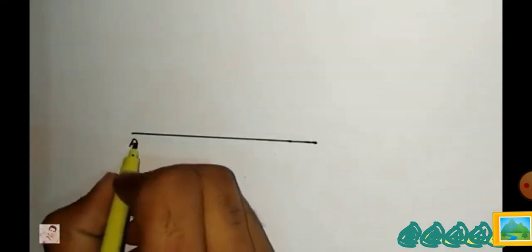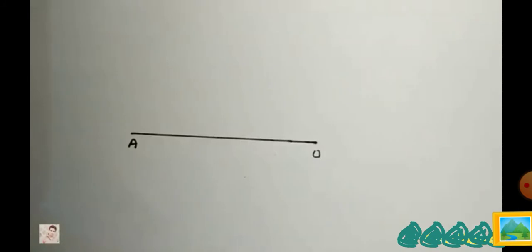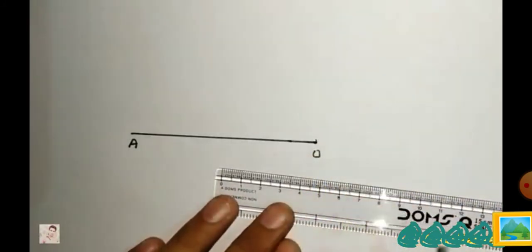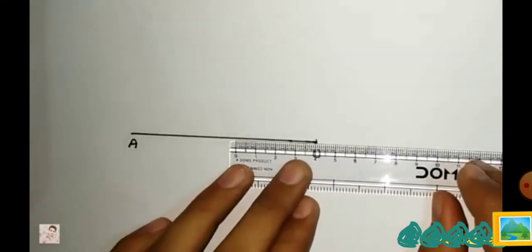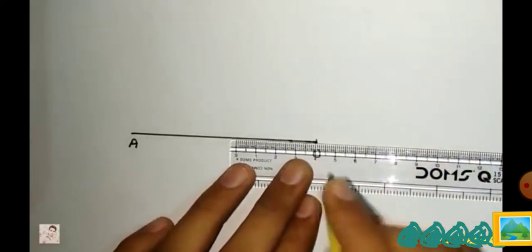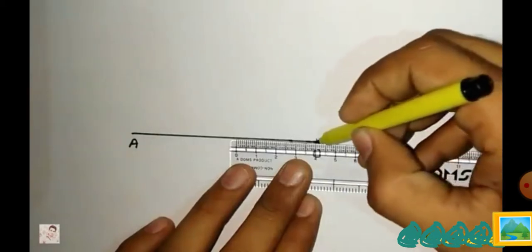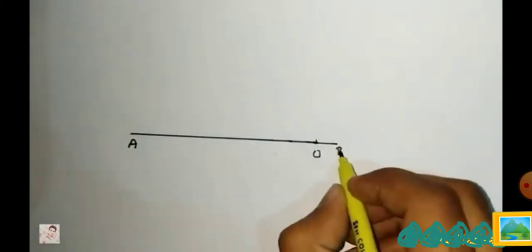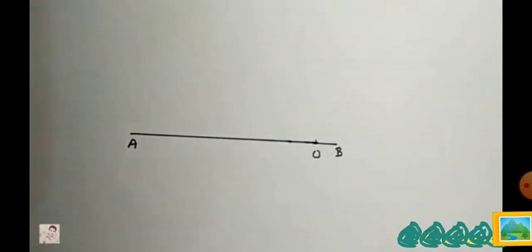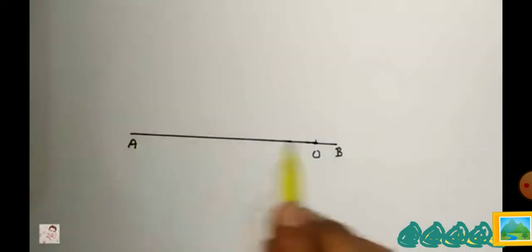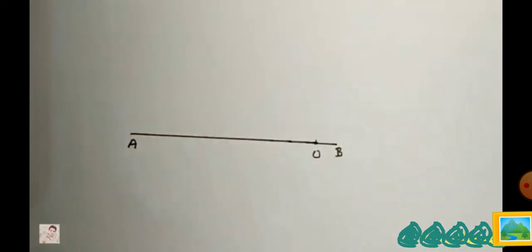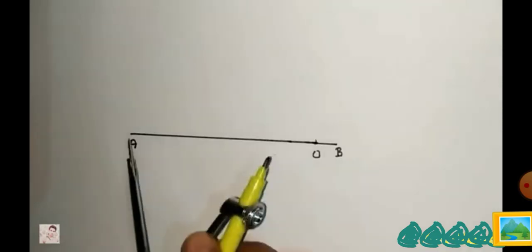See, now I am constructing 0 to 9.3. Now we will draw it and we will give the name as A and O. Now we will increase 1 centimeter from O and name it B. Now draw a semicircle between A and B.